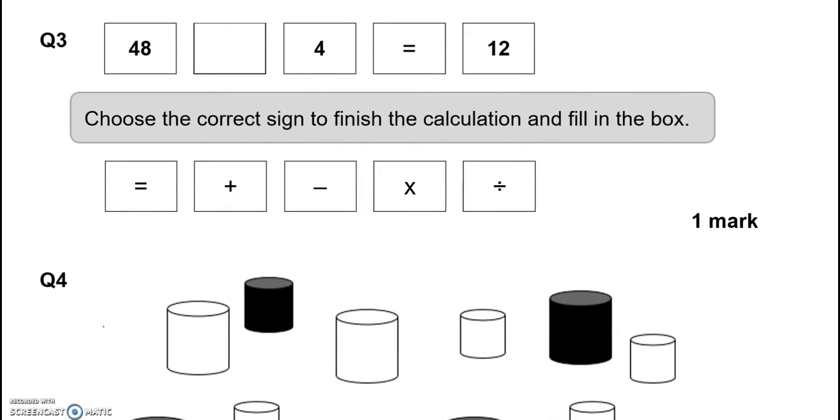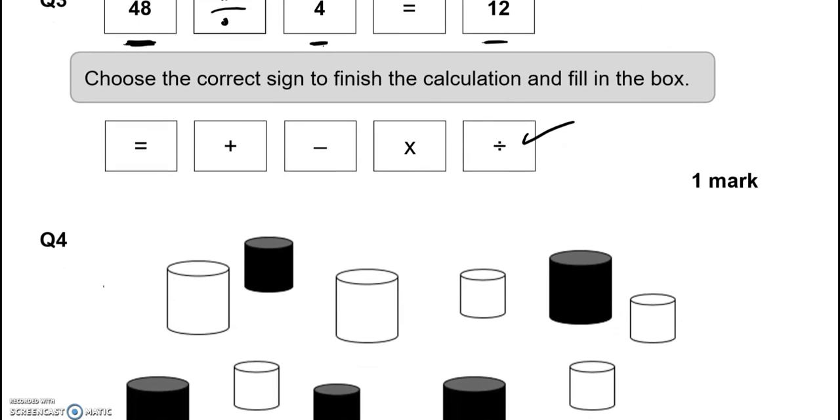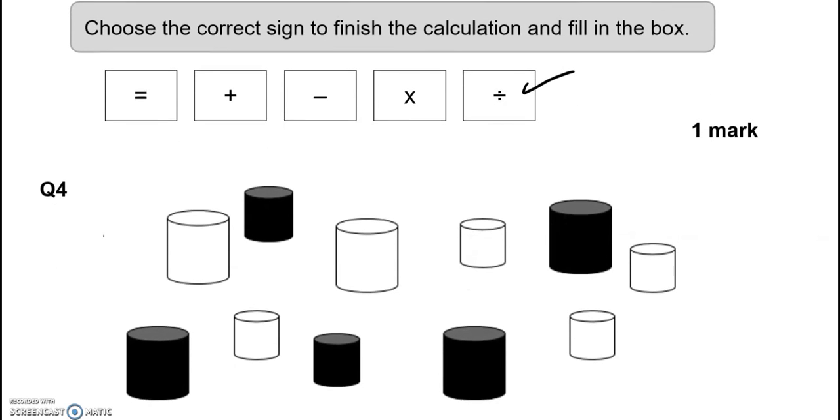Question 3. Choose the correct sign to finish the calculation and fill in the box. So 48, we put an operation, then we have 4 equals 12. So we're going from this number, which is quite large, 48, down to 4 and 12. 4 times 12 gives us 48. So 48 divided by 4 gives us 12. So this is the correct operation, the correct sign.